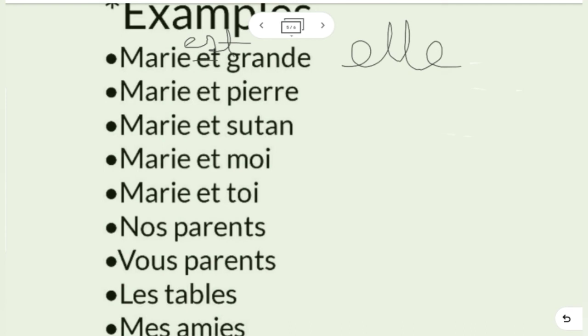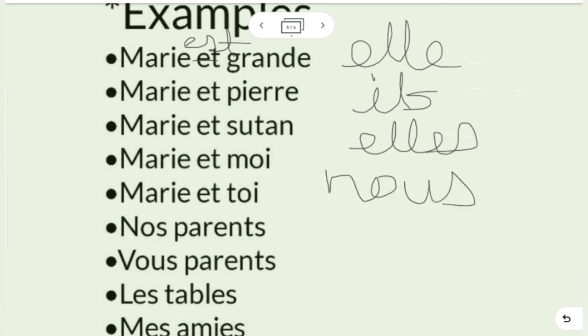Marie et Pierre. That is one feminine and one masculine, right? One feminine and one masculine. So ILS, right? Marie et Sultan. Now this is what? Two feminine words. Marie et moi means Marie and me. So when we say Marie and me, that is we, right? So nous will be the answer. Marie et toi means Marie and you. So vous, y'all, right?